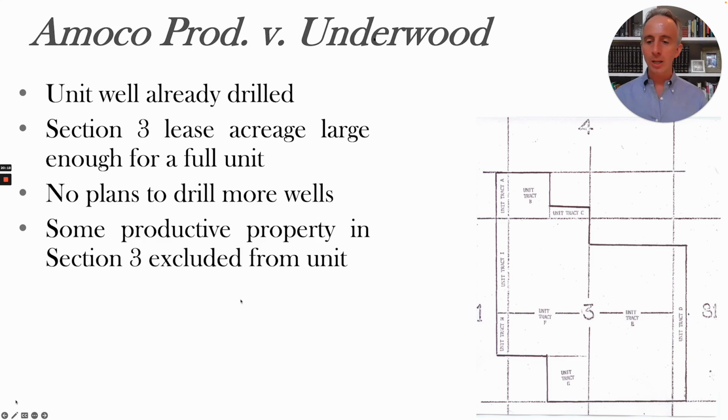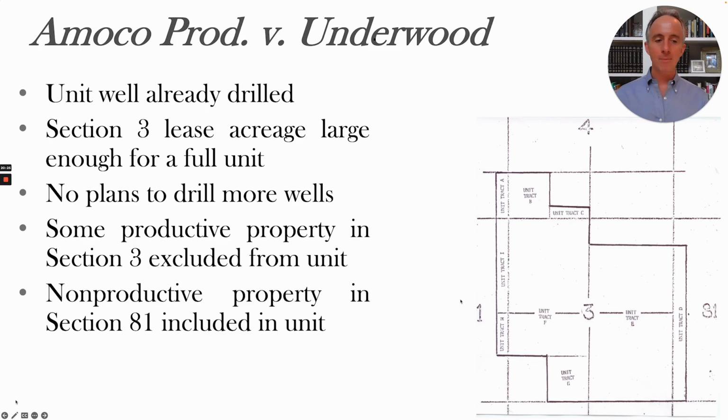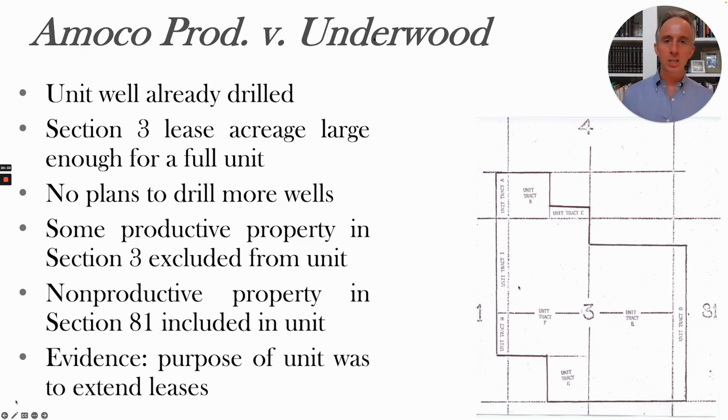It's excluding some productive property like these corners of Section 3 from the unit, but at the same time, non-productive property from these neighboring sections are included. So everything about this seems to be designed to simply extend as many leases as possible so a single well can keep everything. And that's the kind of shenanigans that you're looking out for when you're trying to see if there's bad faith in the use of pooling.